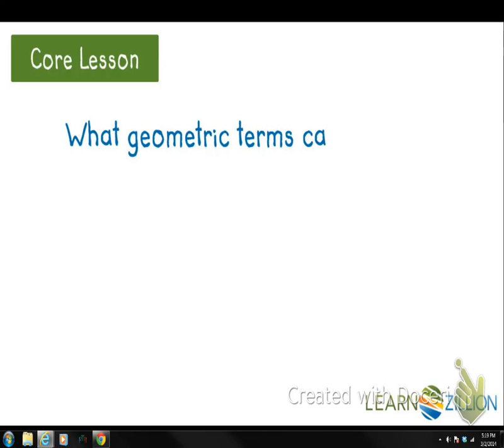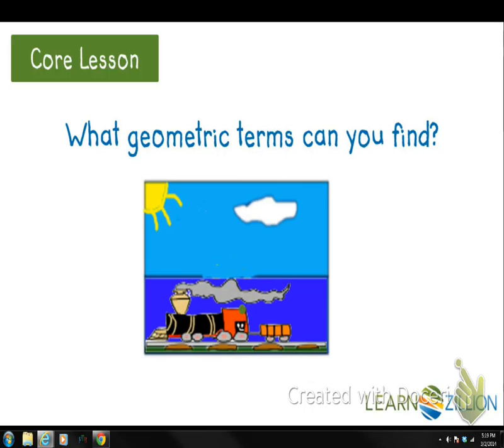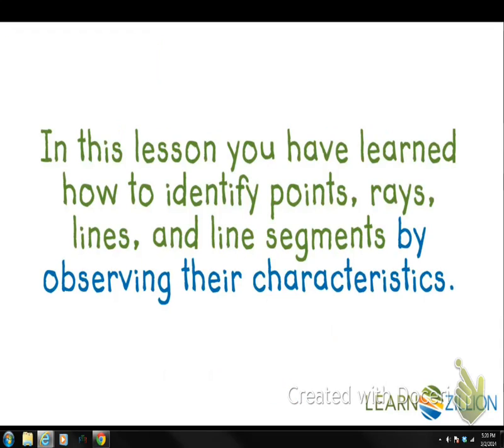And what geometric terms can you find in this picture? I see a point. I see a line. I see a ray. And I also see many line segments. In this lesson, you have learned how to identify points, rays, lines, and line segments by observing their characteristics.